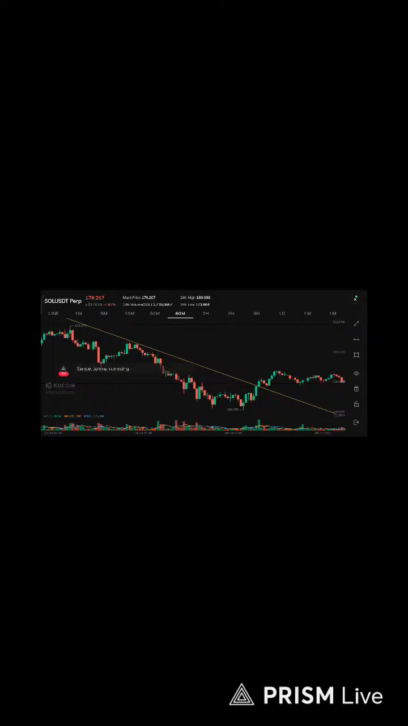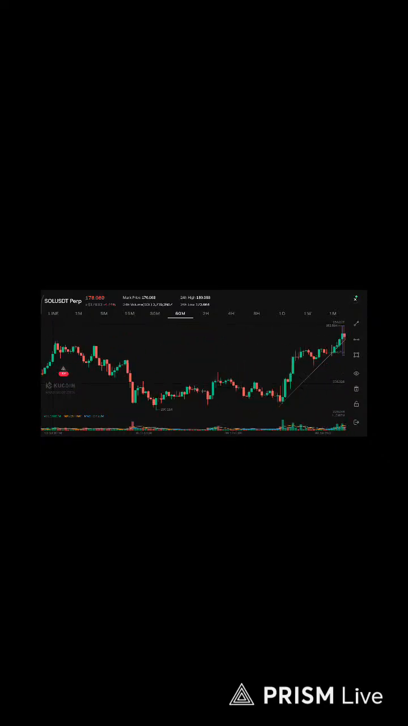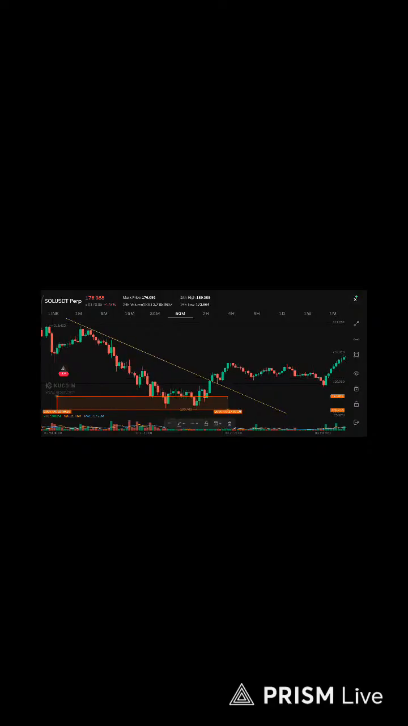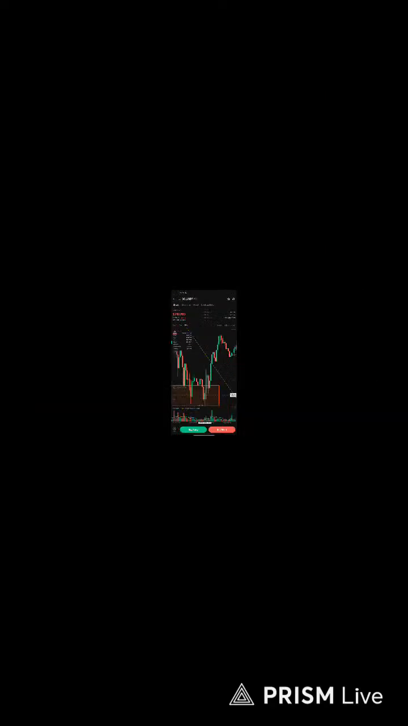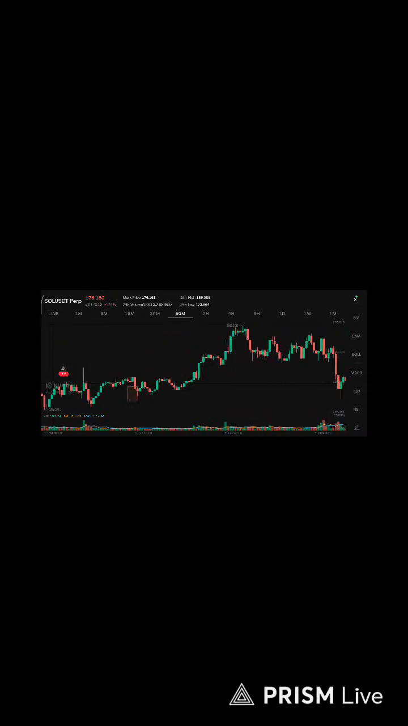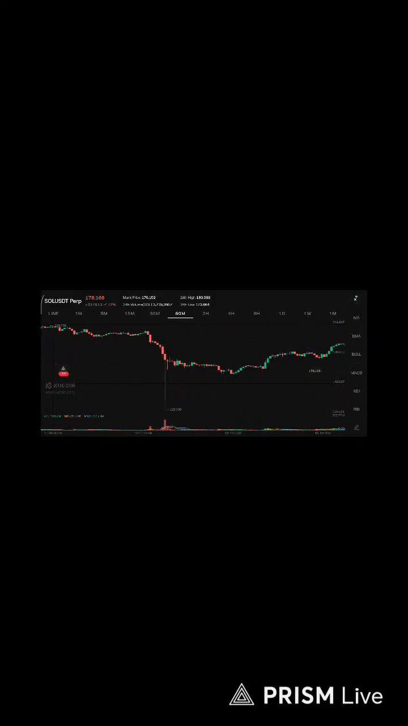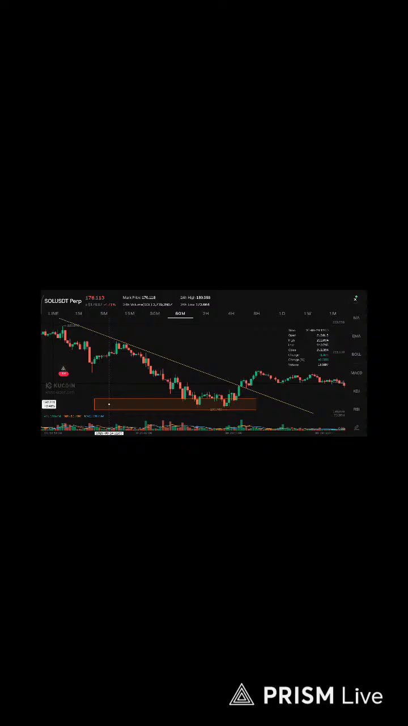So this is a support zone. Let me draw my support zone for you, so that you can see what I'm doing. This is my support zone.